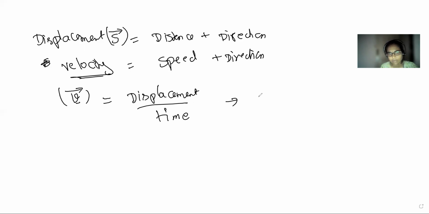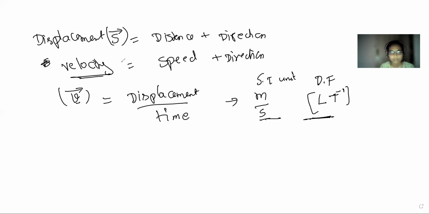Again, the SI unit of displacement is meter and the time will be seconds. So we can write meter per second. And dimension formula is, for meter it is L and for time it is T. So if T goes up, it becomes -1. So speed and velocity have the same SI unit and the same dimension formula. The only difference is the factor called direction.